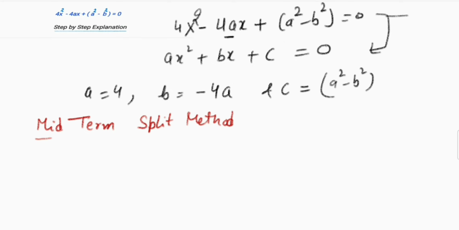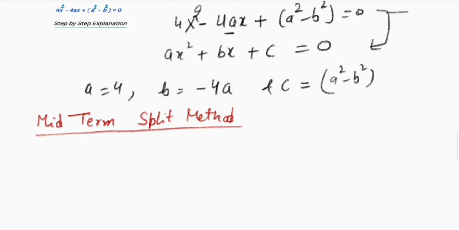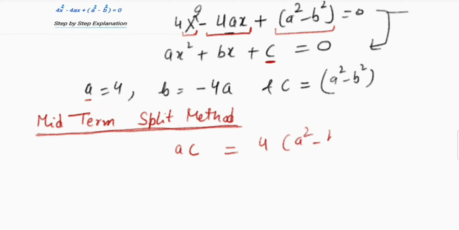Now I'm going to use the midterm split method. So in this method, we'll split the midterm. Here the midterm is 4x. For this method, first we have to multiply the coefficient of x², which is a, with the constant, which is a² − b². If we multiply a and c, we'll get 4(a² − b²). We can write this as 4 times (a + b) and (a − b).